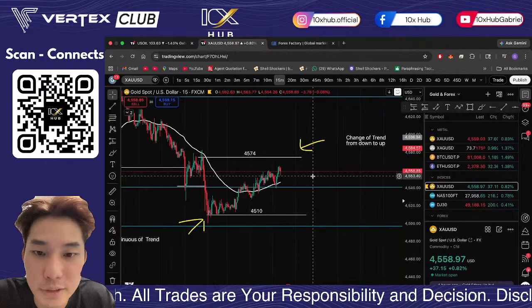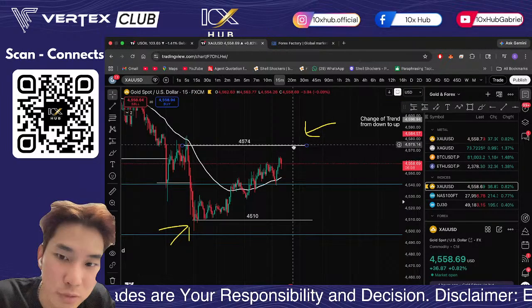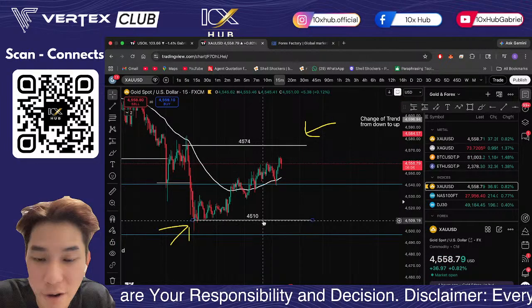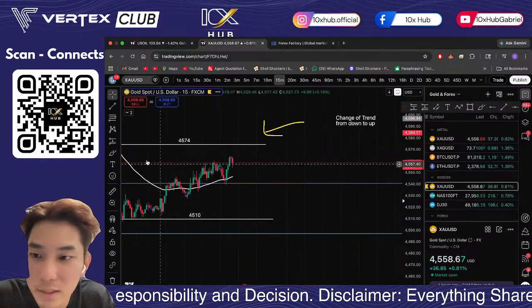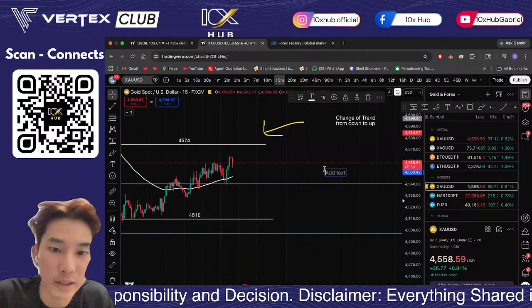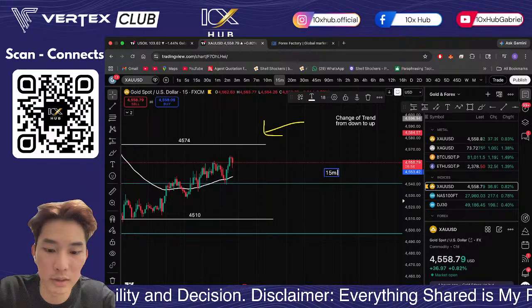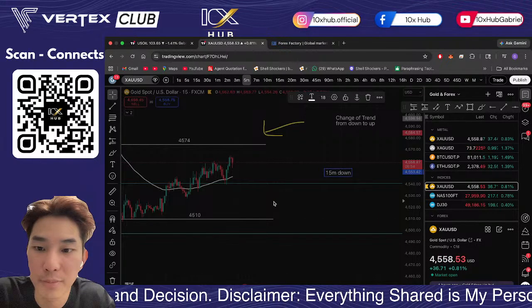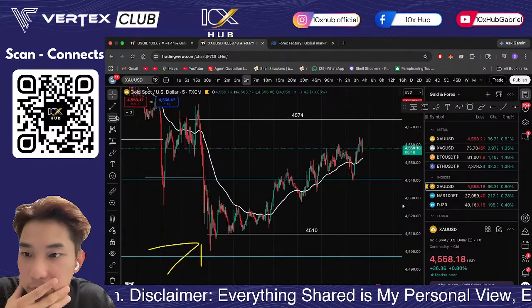So right now we are just waiting for these 2 points to happen, which are 4574 or 4510. Just these 2 points. For the 15 minutes, currently we are looking for a downtrend. So let's go into 5 minutes. In 5 minutes there are a lot of noises over here.